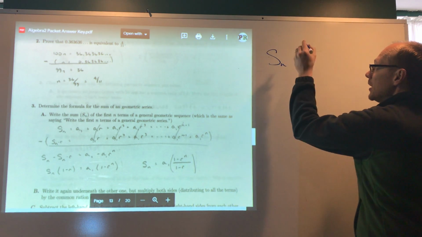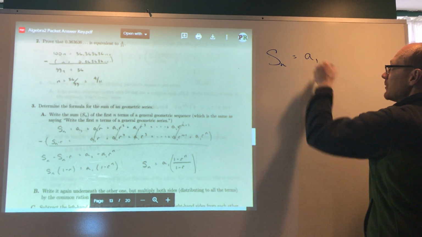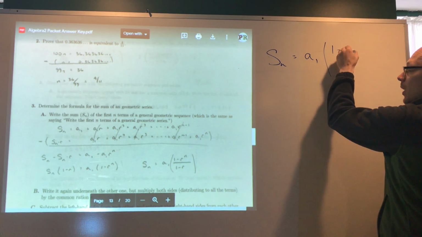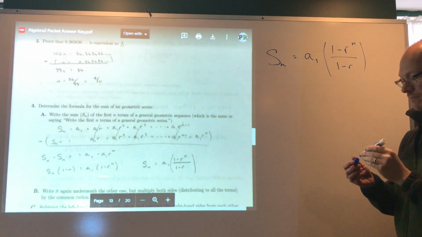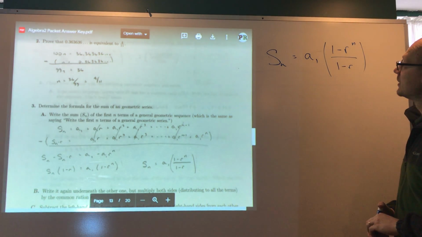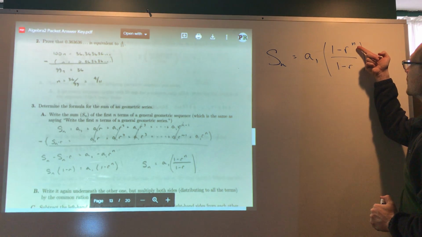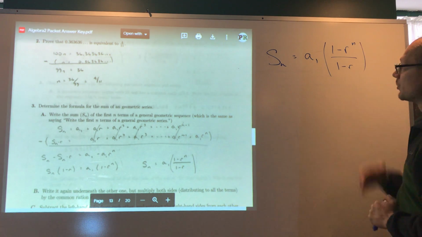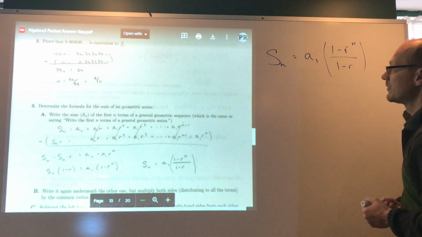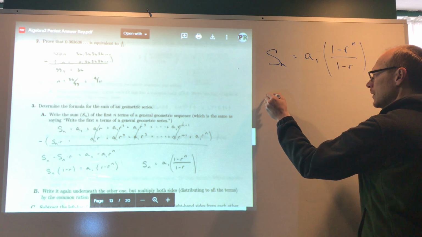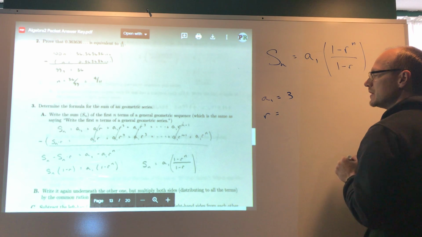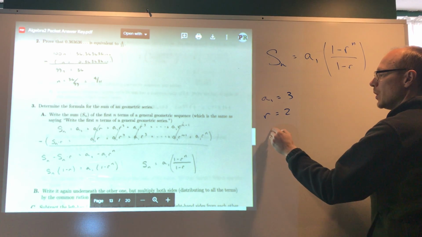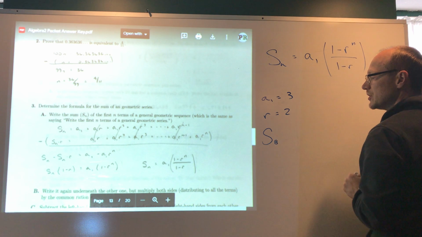So the sum of n terms of a geometric sequence is my first term times 1 minus r to the n, over 1 minus r. And that's a pretty neat idea. It works great. What's nice about it is there's no minus 1 for the n. So if I say a sub 1 equals 3, my common ratio is 2. What is the sum of the first 8 terms?